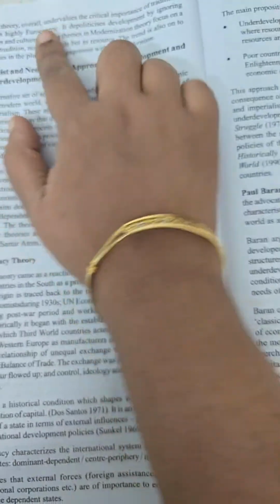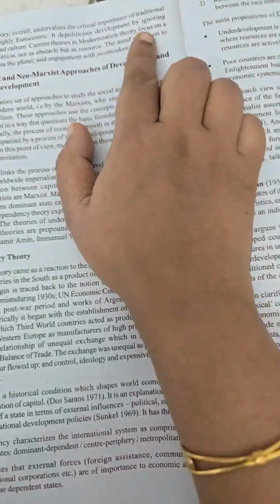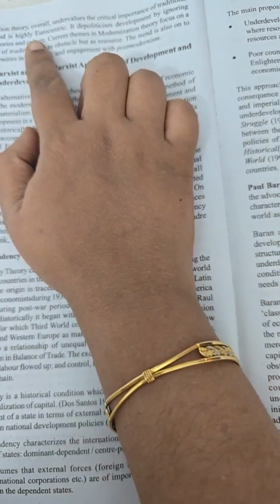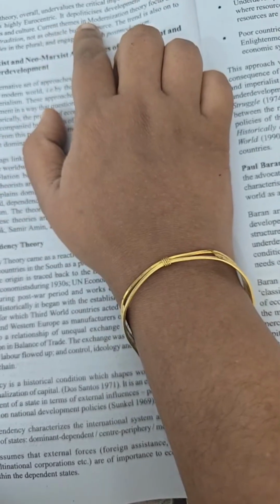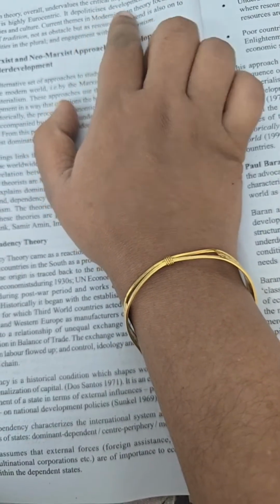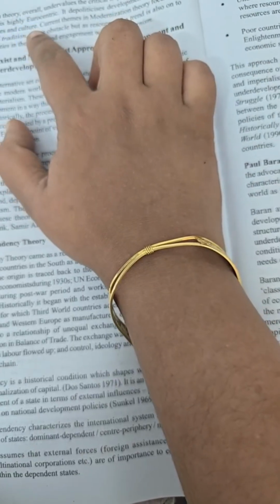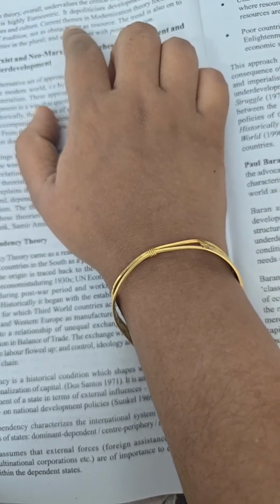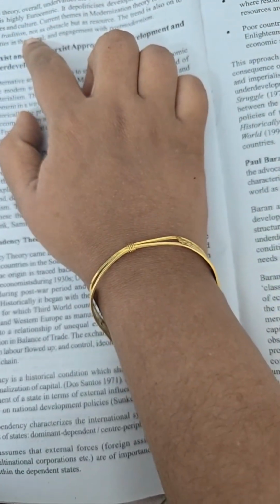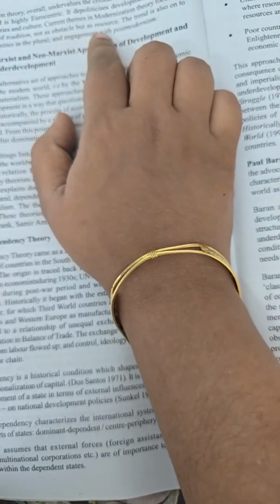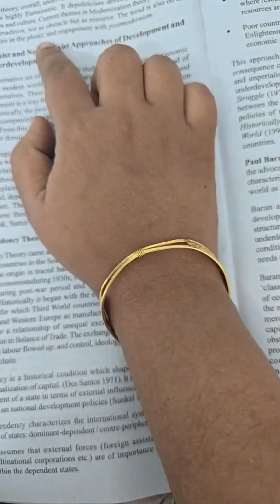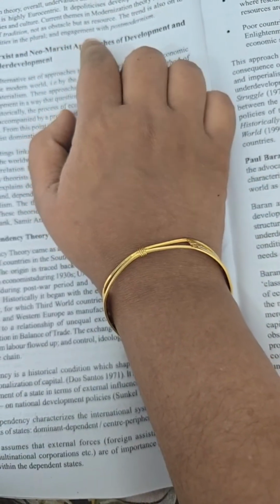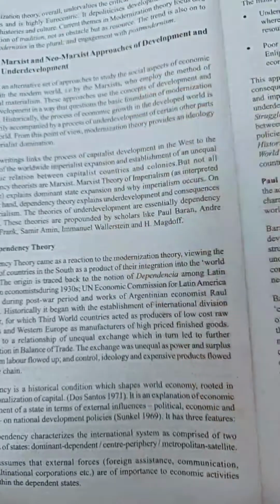Modernization theory overall, understanding the critical importance of traditional societies, is highly Eurocentric, depoliticizing development by ignoring diverse history and culture. Current themes of modernization theory focus on the revaluation of tradition, not as an obstacle but as a resource. The trend is also towards viewing modernization in the plural and engaging with postmodernism.